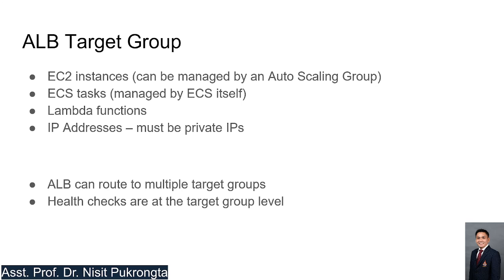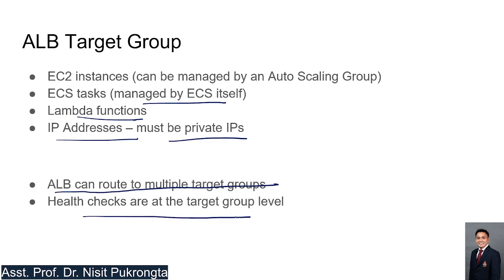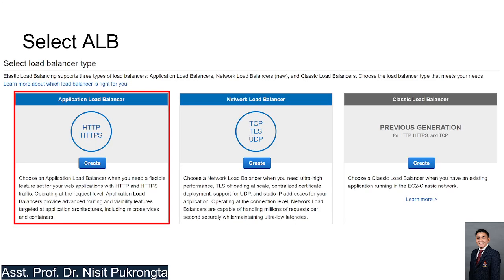Target group EC2 instance can be managed by an auto scaling group, right? ECS tasks are managed by ECS itself. For Lambda function, the IP address must be a private IP. ALB can route to multiple target groups and do health check at the target group level.